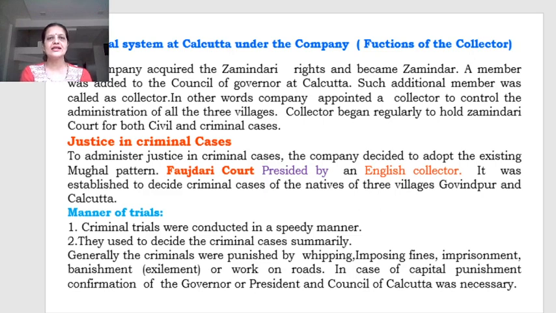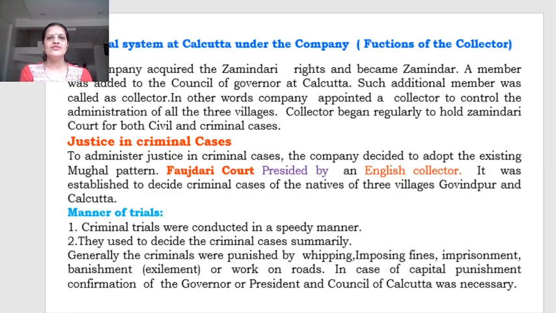So let's discuss justice in criminal cases under the company. To administer justice in criminal cases, the company decided to adopt the existing Mughal pattern. A Fauzdari court presided by an English collector was established to decide criminal cases of the natives of the three villages, that was Govindpur, Sultanati and Calcutta.